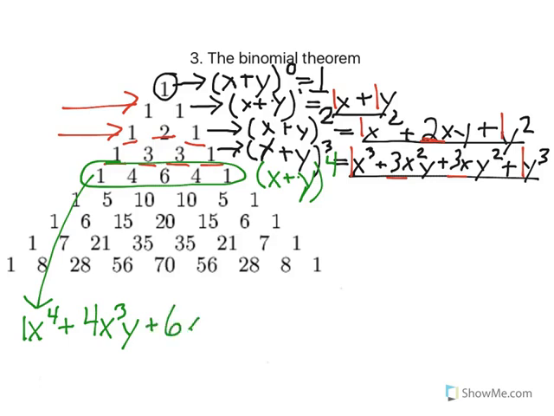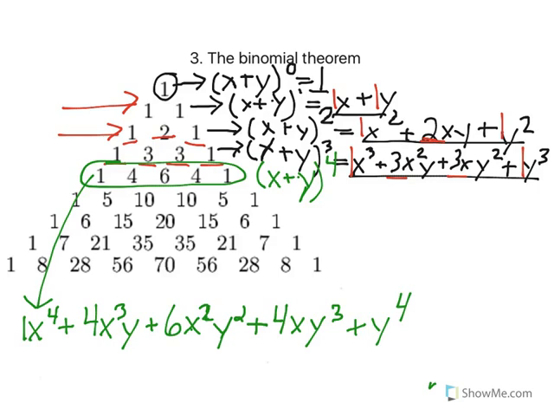Plus 6, x goes down, 2, and the y goes up, plus 4, x, y cubed, plus y to the 4th. So you use the coefficients, and you have to remember that the exponents go up and they go down.